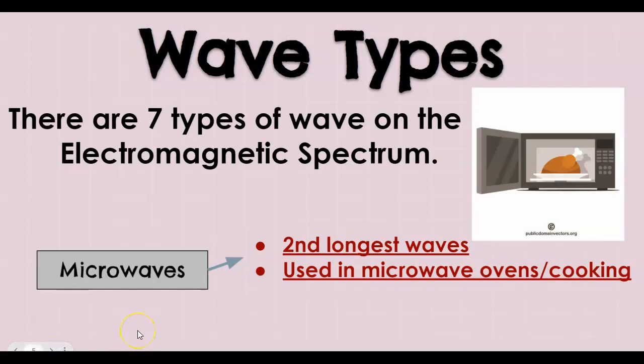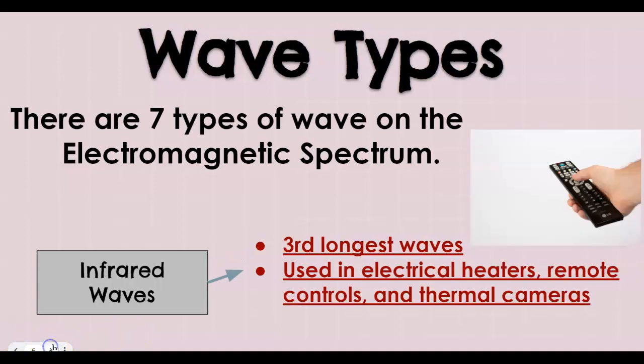Next up, we have microwaves. These are the second longest waves, and they are used in microwave ovens and cooking. So when you pop your food in the microwave to heat it up, those waves will pass through the molecules, move them around, increase their kinetic energy, and heat up your food. So it's a modern miracle.